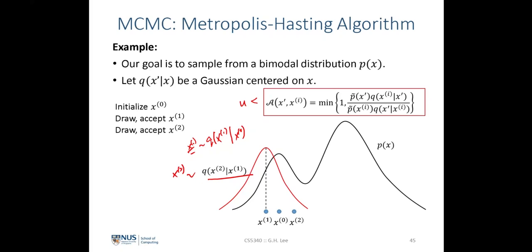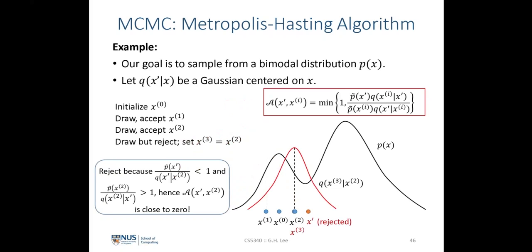And now suppose that, again, we fulfill this particular condition over here, where u is lesser than the acceptance probability. We'll continue to draw another sample under the proposal distribution conditioned upon x2. So what it means is that we are going to draw x3 from this. And now suppose that we draw this, but we reject this particular sample.